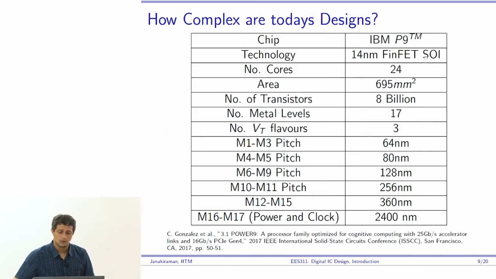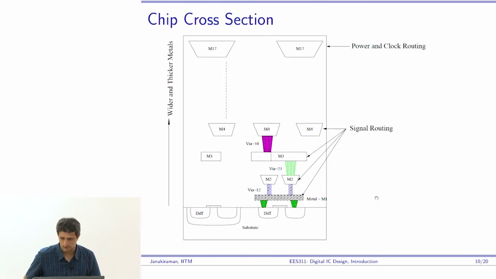And what you notice here is the pitch, which is talking about the spacing between metals, right, is 64 nanometer for M1 to M3, which means the width of the metal also has to be less, only then the spacing can also be less, right? Then you have M4 to M5, it's 80 nanometer, M6 128 nanometer, and so on. So the lower level metals, because you are closest to the transistor, will be used to connect transistors sitting near each other, right?